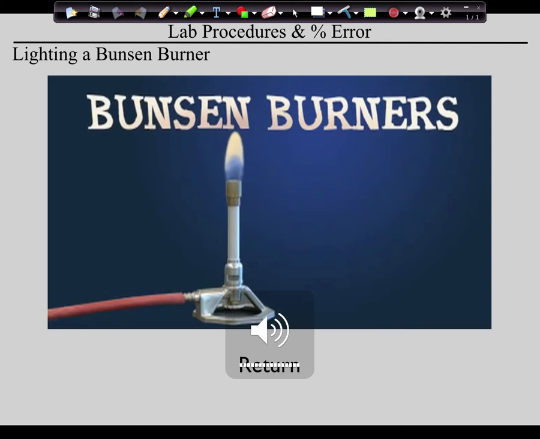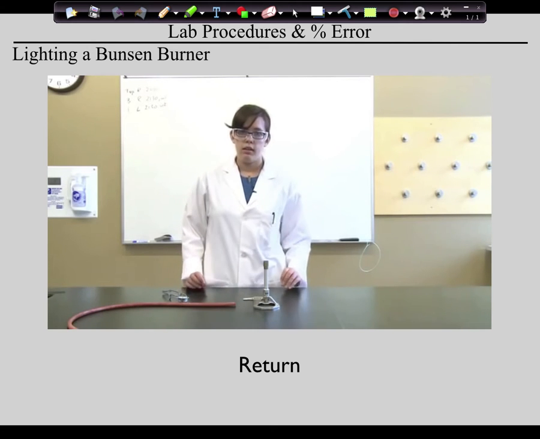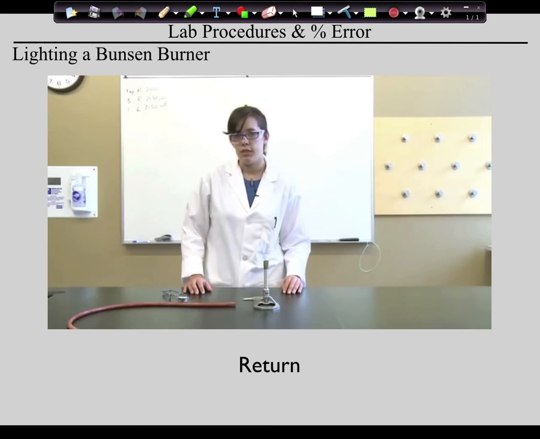In this video, you're going to learn how to use a Bunsen burner safely and properly. This is a Bunsen burner. It allows you to heat materials in the lab both quickly and efficiently.